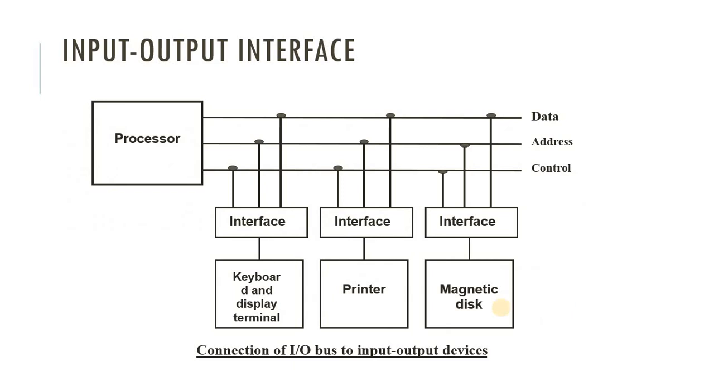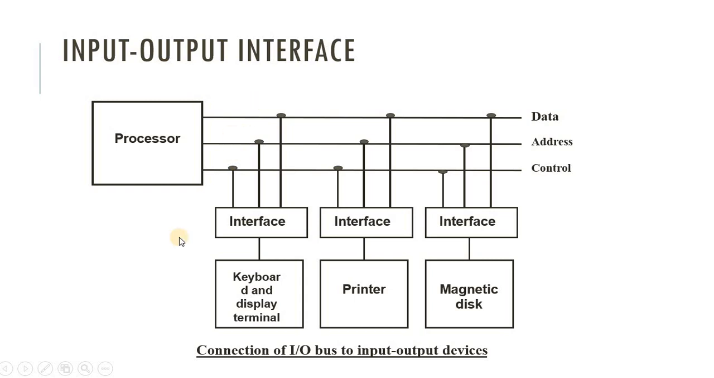Now in this figure you can see that the processor, the CPU, has 3 buses, which are a data bus, address bus and the control bus. Okay, and these are the peripheral devices, which are a keyboard, printer, magnetic disk, etc. So all these devices are connected with the bus of the CPU via the interface. So this interface is connected with the control bus, address bus and data bus.